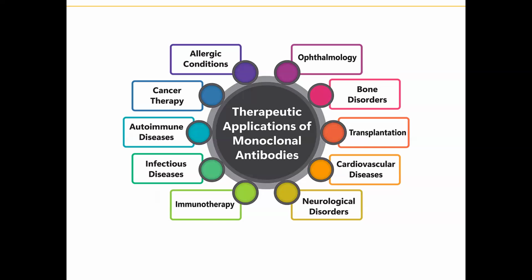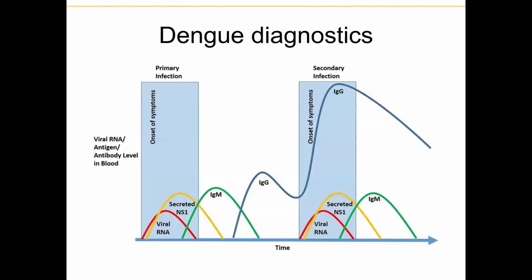Even for tetanus, botulinum toxin, and other toxin diseases, there are a lot of monoclonal antibodies available. And autoimmune diseases, yes, rituximab, likewise, and also anti-cancer therapy. We are targeting receptors, producing those antibodies. Then for certain allergic conditions, immunotherapy, yes. Then neurological disorders, cardiovascular, transplantation, bone marrow, likewise, there are a lot.